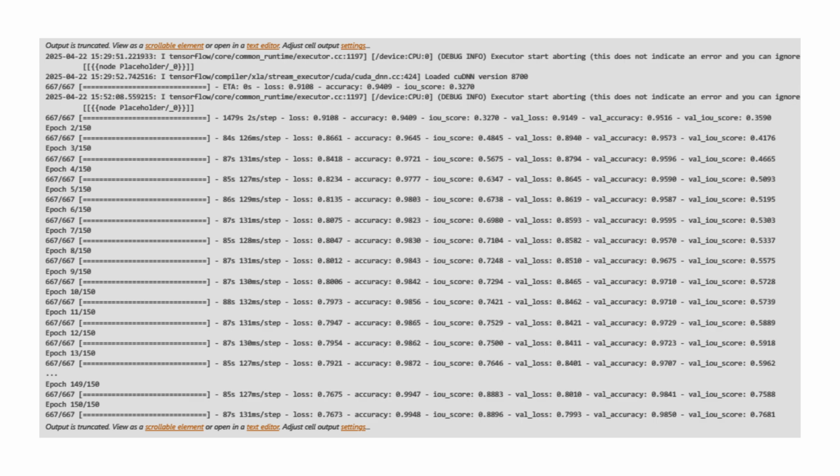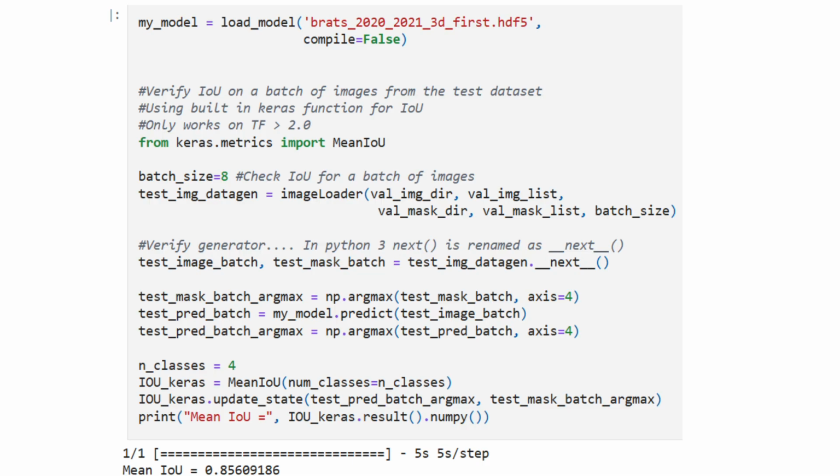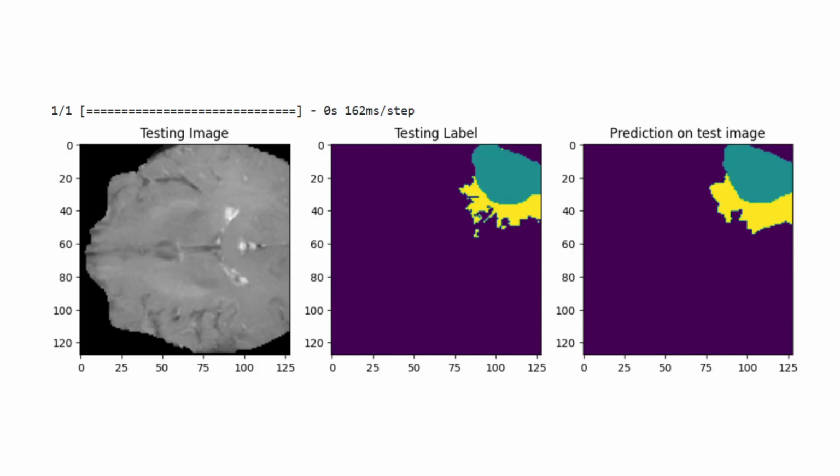As you can see, this is the 150 epochs training, and these are the training and validation loss and training and validation accuracy charts. Our mean IOU, as you can see, is 0.85. That means our accuracy is around 85%.